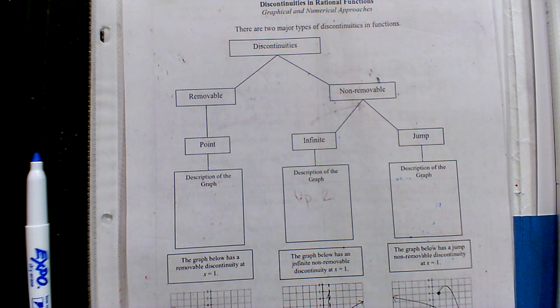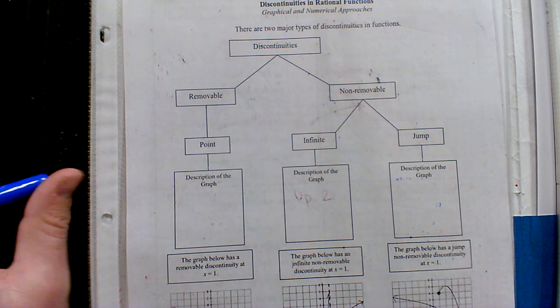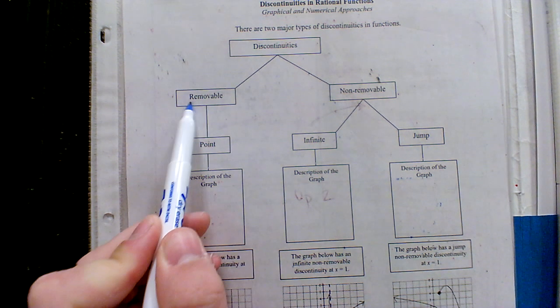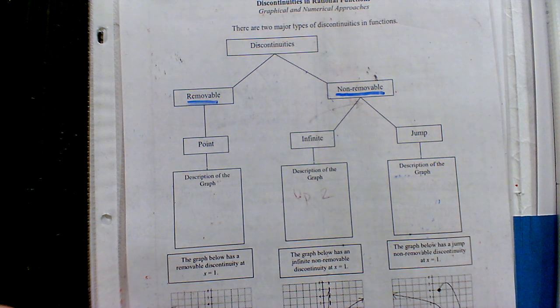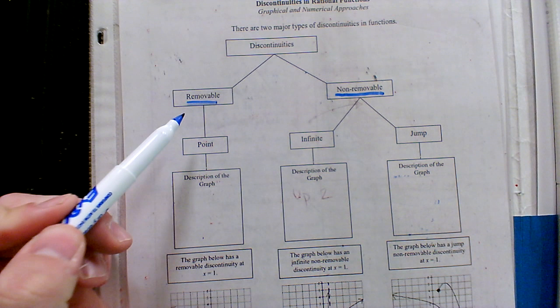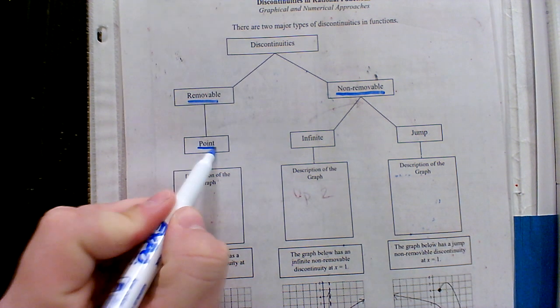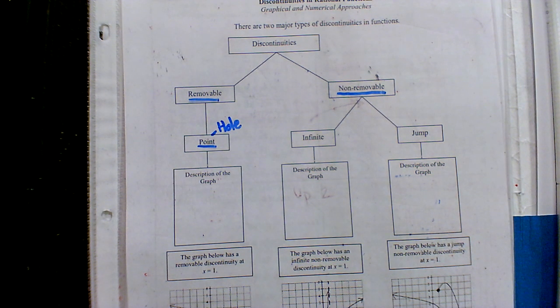Alright, so back to the discontinuities. If we look at this chart that's on the notes here, it really breaks it down into individual examples. So for the discontinuities, there's two types. We're going to be learning about a removable discontinuity and a non-removable. And if we break those down, we're going to have three different categories. So if we look specifically, we're going to look at the removable. So a removable discontinuity is the same as a point, or in other words, a hole. So a removable discontinuity is a hole.